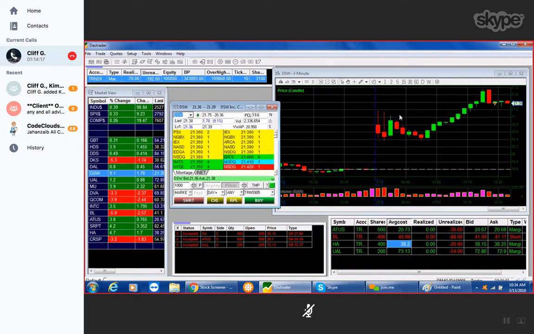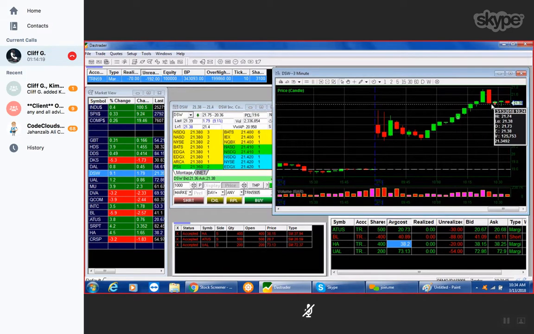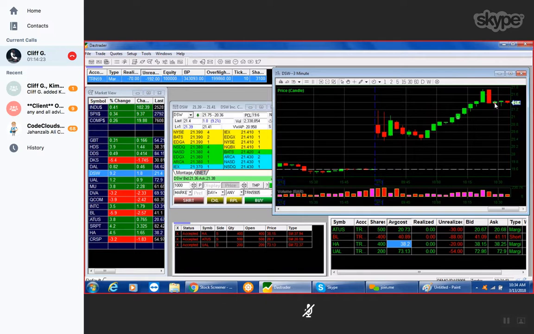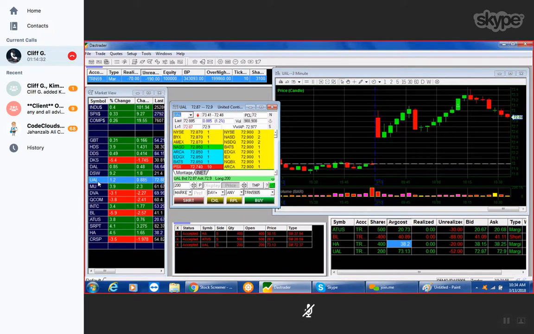All right. So we got in, and it broke underneath here. We got out, and I don't think we're going to do anything with it at this moment. That looks interesting as a spot, but let's just pause on this UAL.